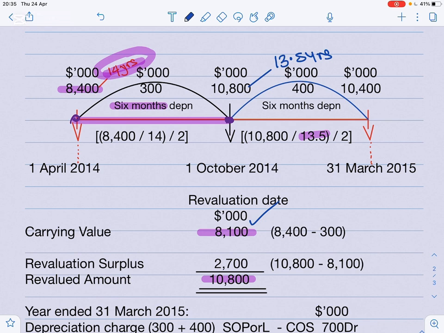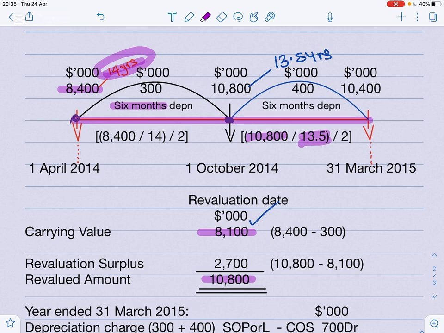So let's determine the amount of depreciation for the second 6 months. For the second 6 months, you pick the 10.8 and divide by the 13.5 years, the remaining useful life as at the date of revaluation exercise. And if you do that, what you have will be $800,000. That $800,000 is going to be for 12 months. It's going to be for a whole year. But remember, we do not need a whole year any longer. We just need the remaining 6 months.